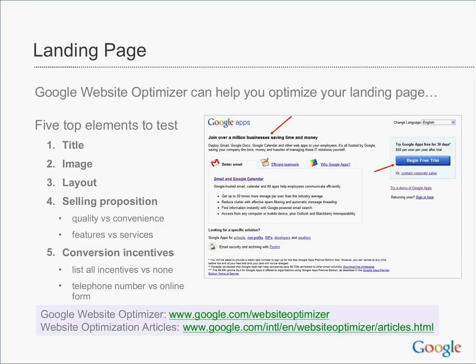And then lastly, you're going to want to test your conversion incentives. One conversion incentive that's popular for products such as Google Apps is the download of a free white paper. And all of these different incentives you should test, along with what your call to action is. You might want to experiment with providing a telephone number versus an online form.